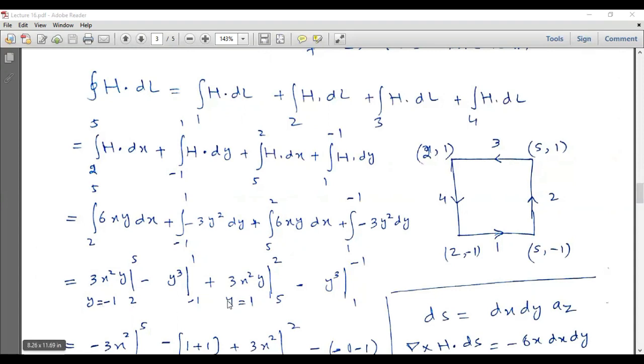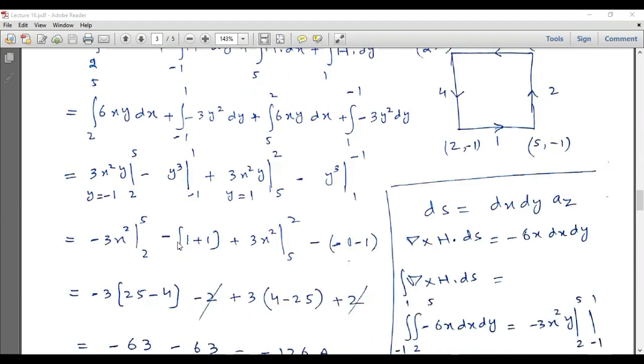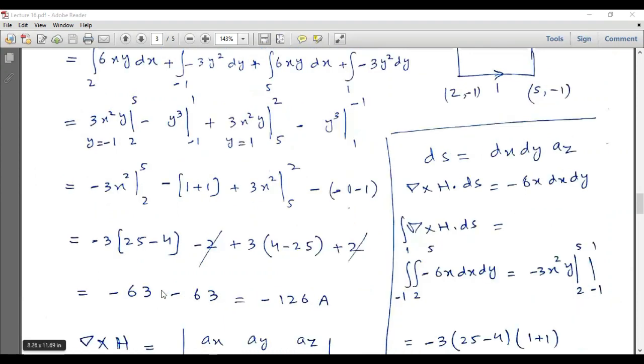So that's why I have written this below these expressions, and we can put these values of y and substitute the limits of x and y in all these expressions, and at the end we will get this result. Here we have a minus 2 and here we have plus 2, so they will be cancelled out, and at the end the closed line integral of H dot dl will be equal to minus 126 amperes.